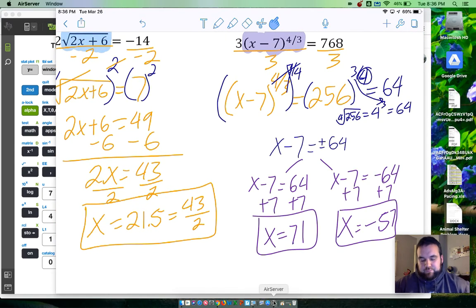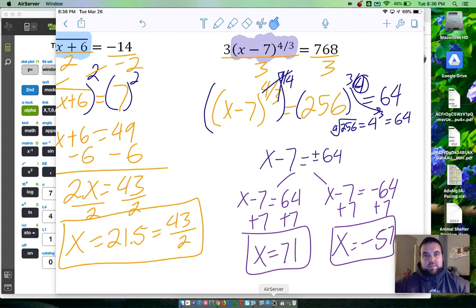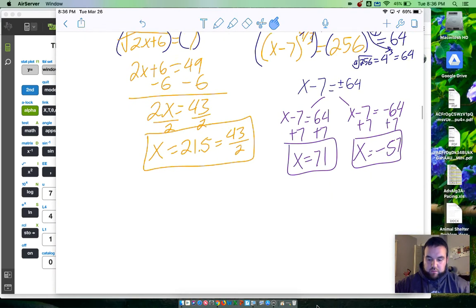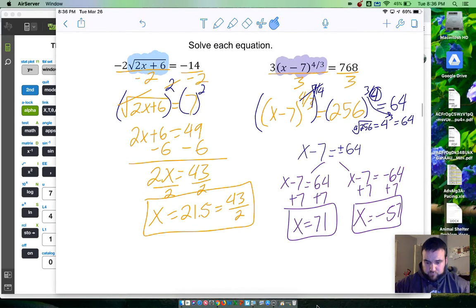Again, if you have time on any sort of assessment and you have time to go back and plug in your 71 to check your work, you should be doing that. For this, I know there's no variable on the right side, so I don't need to go through and check it. That was the day 1 of 6.5.